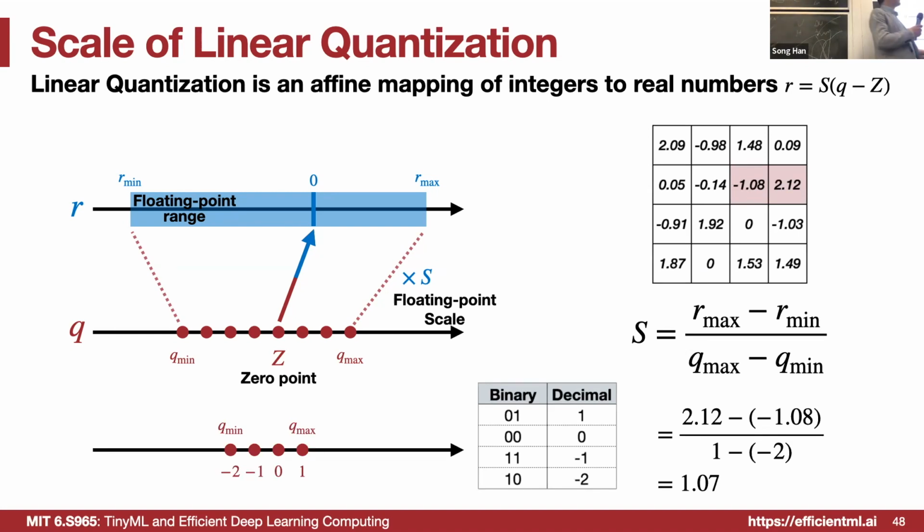So let's give an example, using our familiar 4x4 weight matrix. We are going to calculate the max, which is this number, 2.12. The min is minus 1.08. We subtract them, which corresponds to the range of the floating point number. It's this blue range. Okay? And in the denominator is the range for this integer number. So here we are using only 2 bits. Okay? So the range is from 1 to -2, so actually 3.